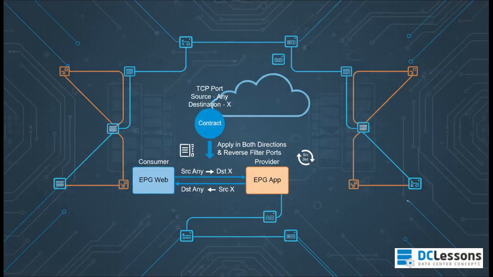There's another checkbox called reverse filter ports. When you enable both of these options together, ACI gets smart. It knows to flip the logic for the return trip. It says, aha, for the traffic coming back from the provider, I should be looking for a source port of X. And just like that, the two-way, stateful conversation works perfectly.